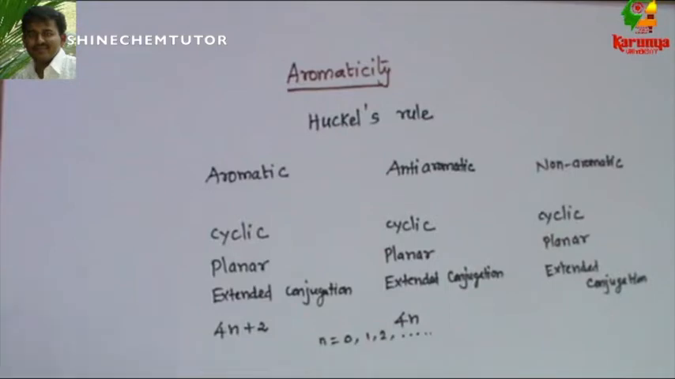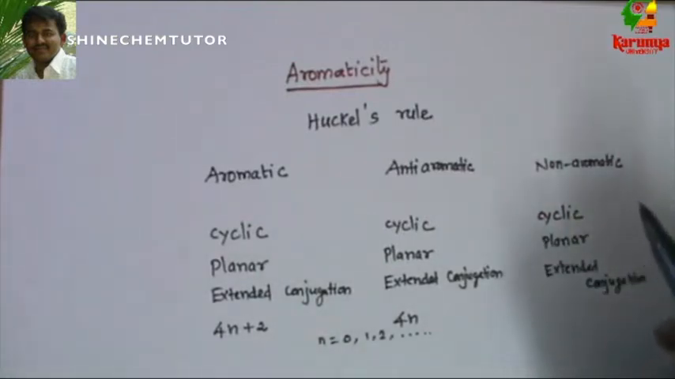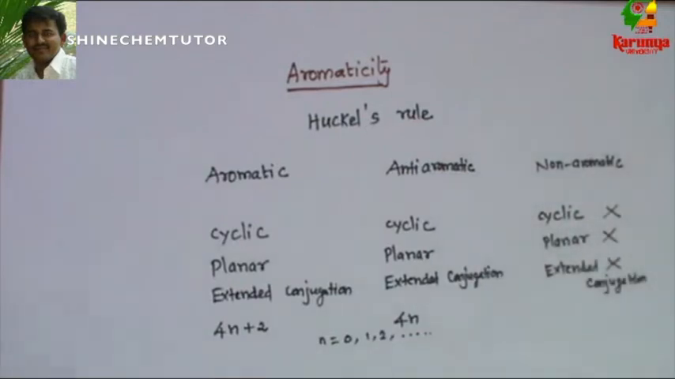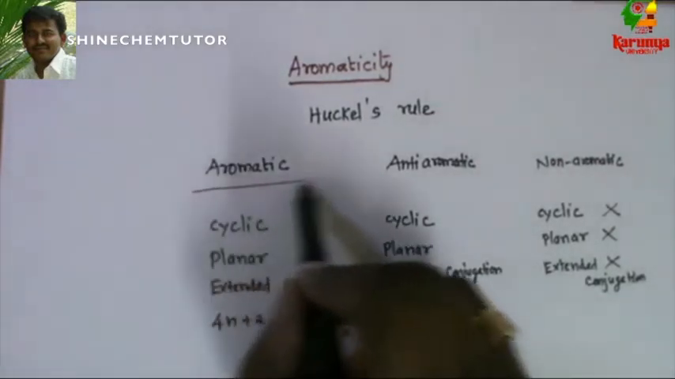So first try to find out whether it is aromatic or anti-aromatic. If it doesn't fit into these two categories, then you can say it is non-aromatic. Here, it should not be cyclic, should not be planar, there should not be extended conjugation. Even if one condition is not matching, then immediately you can say it is non-aromatic. I make it into a table.